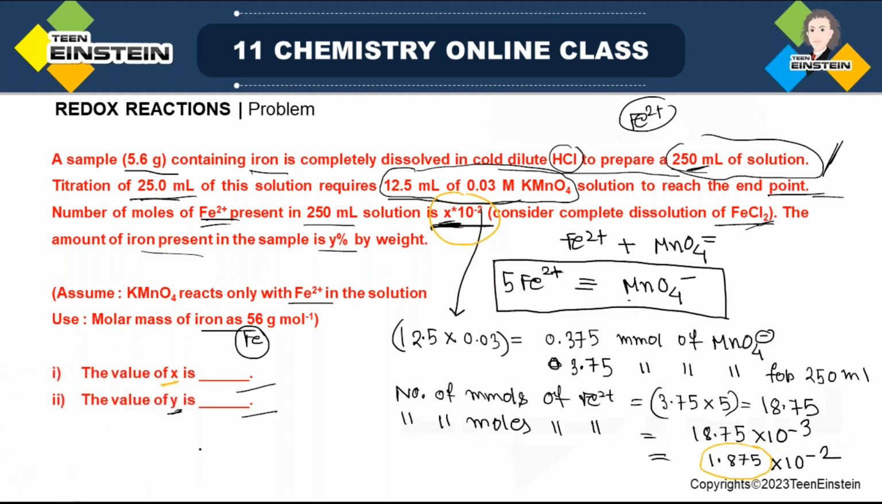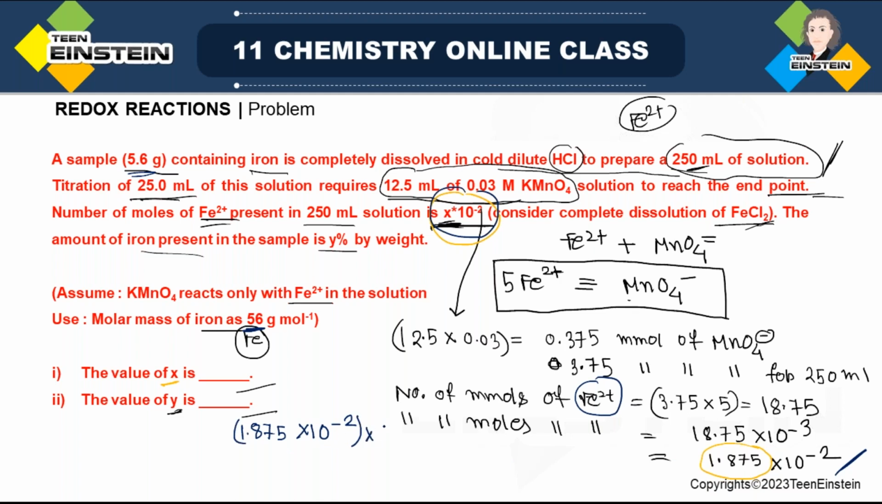So now we know the value of x. Next we have to find the value of y, that means the amount of iron present. Once we know the number of moles of iron 2 plus, the rest of the work is very easy. With this number of moles, simply multiply by 56 and you will get the mass. Then the mass of Fe2 plus divided by 5.6, multiplied by 100, will give you the value of y. So first I write the number of moles we have just obtained, 1.875 multiplied by 10 to the power minus 2.